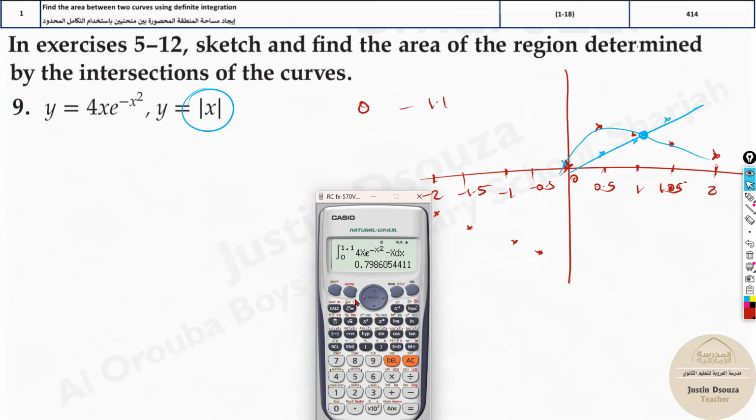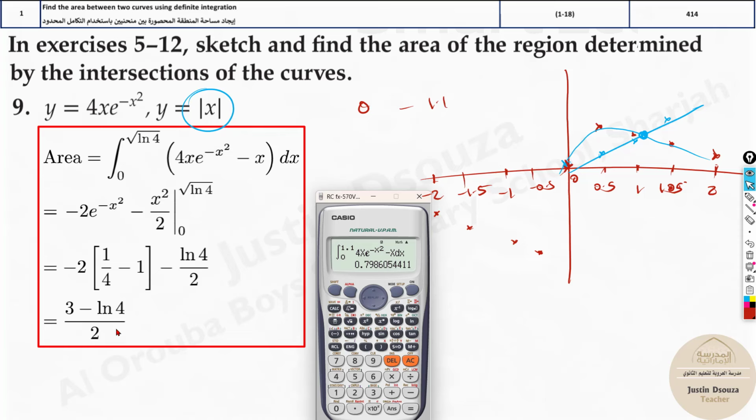What is the answer? It's 0.7986. Now you will have 4 options, right? Whichever is very close to this will be the correct answer. See, let's write this answer over here.